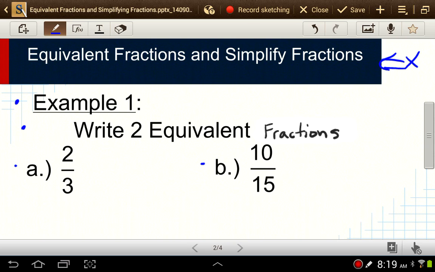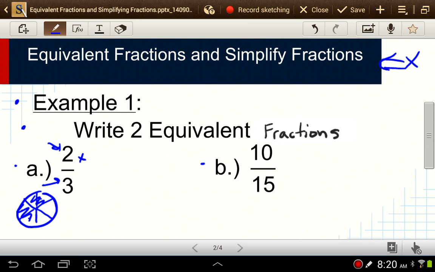So if I do a quick little model for 2/3, and I break this up and I shade in two, there's 2/3. How can I make that equivalent? Well, if I were to cut each of these in half, I now have 1, 2, 3, 4, 5, 6 spots, and 1, 2, 3, 4 of them are shaded. Because I cut them in half, what I basically did is I multiplied the numerator and the denominator by the same value. So in order to find equivalent fractions, you must multiply the numerator, which is the top number, and the denominator, which is the bottom number, by the same number.